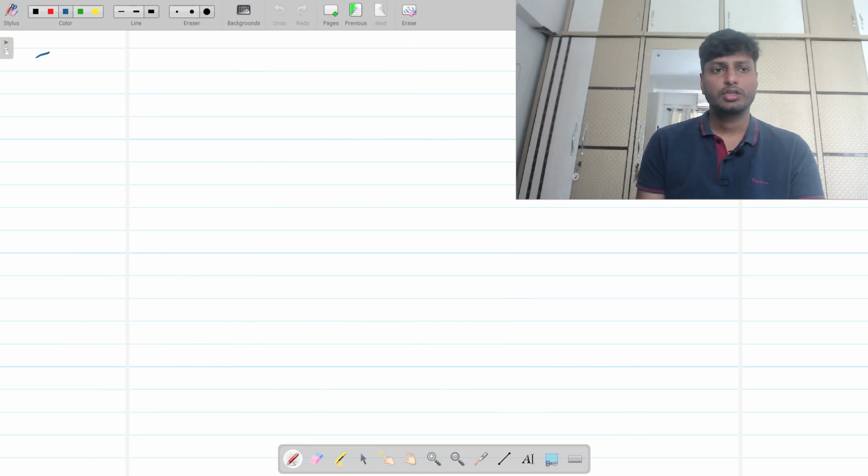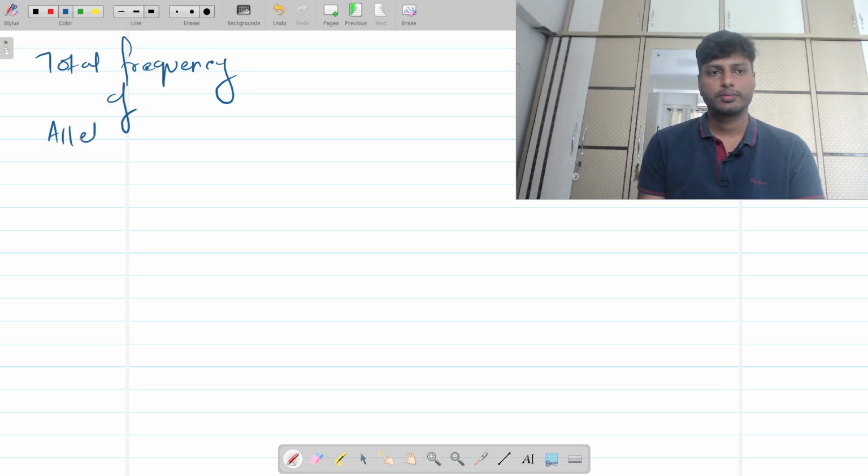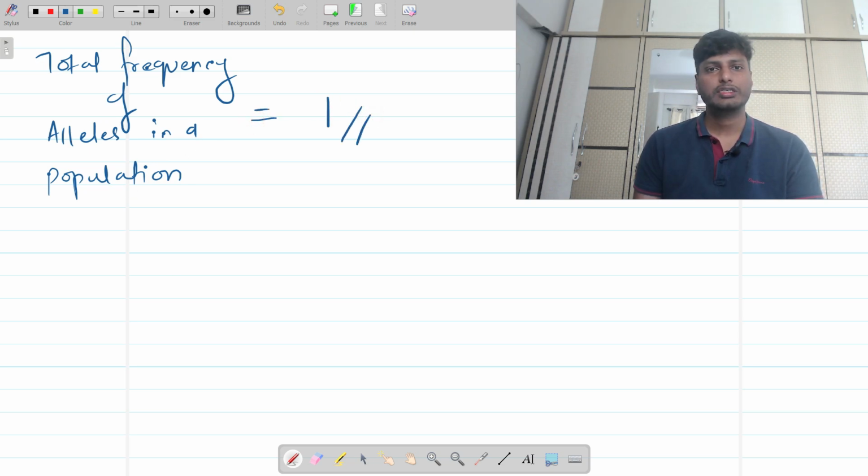That means the total frequency of alleles in a population is always equal to 1. Just now we saw that the total frequency, that is P plus Q, was approximately around 0.96. So that means it is approximately around 1.